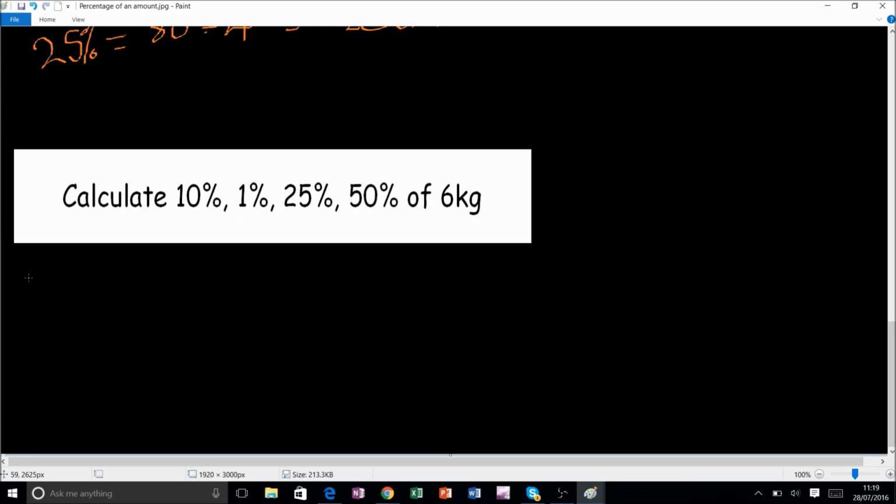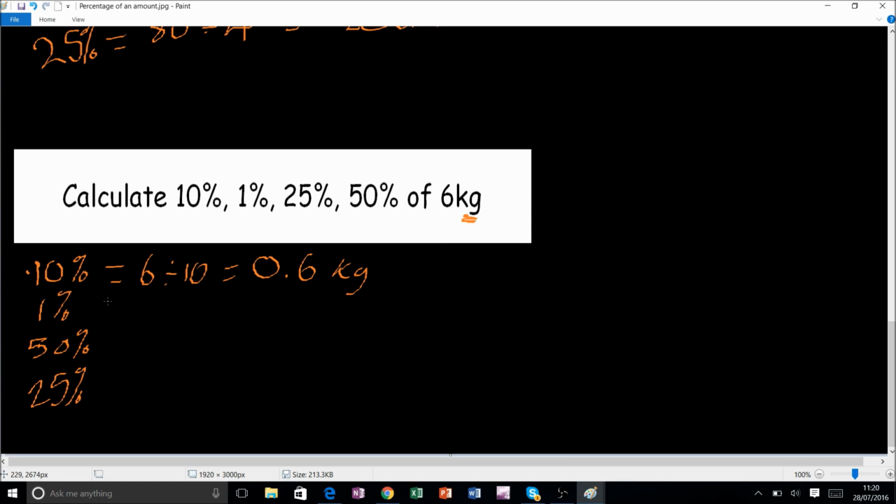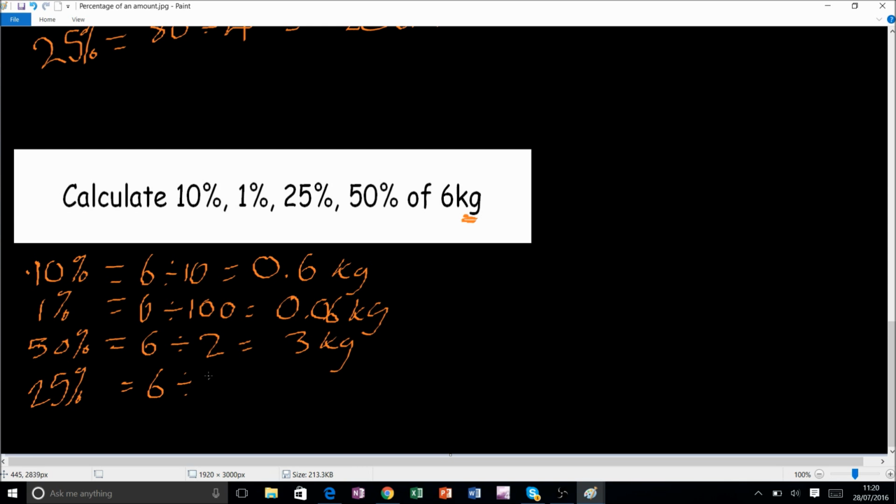Go down to the last example. Again, we want to find 10%, 1%, 50%, and then 25%. If you want to find 10% of something, you divide it by 10. So we have 6 divided by 10. Remember, we're working in kilograms. So that's going to give us 0.6 kg. 1%, you divide it by 100. That's going to give us 0.06 kg, if you remember all your place values. 50%, so 6 divided by 2. To find 50% of something, you divide it by 2, so that is 3 kg. And then 25%, you divide it by 4, which is going to give us 1.5 kg.